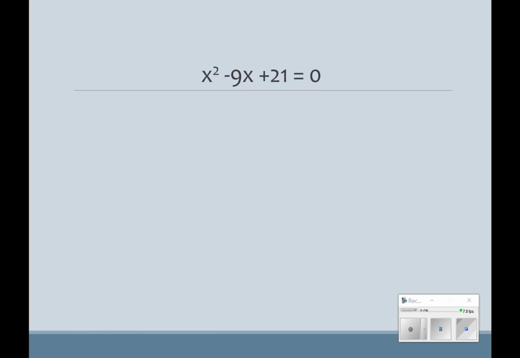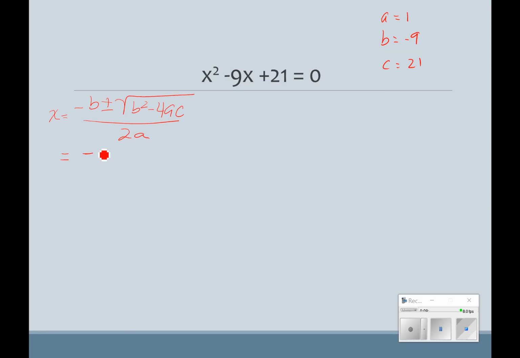I got two more examples for you. Okay, here it's already set equal to zero. A is 1. B is negative 9. C is 21. This time I want you to sing with me. I swear I do. I can almost hear you. You're going to do it in class. X equals negative b plus or minus the square root of b squared minus 4ac all over 2a.